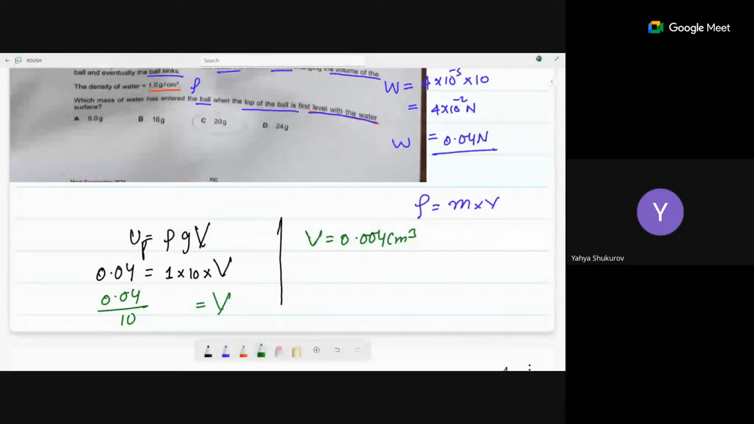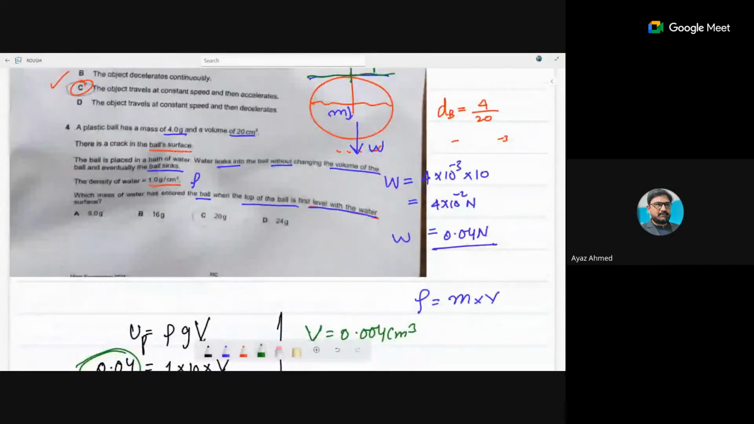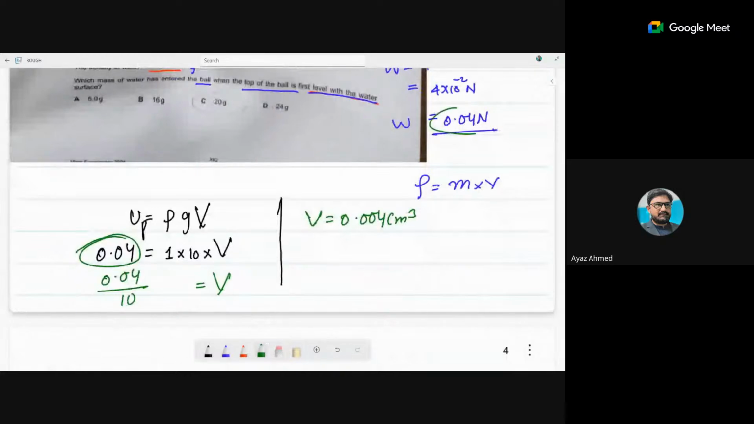No, why would it be like that? Because when it is finally going to be sunk over here, its weight would be equal to upthrust. After this, it is in equilibrium. Weight and upthrust have now become equal. So what is the weight of that ball? 0.04 Newton. At that time, upthrust would be 0.04 Newton. And now upthrust is rho g V. So rho is 1, g is almost 10.